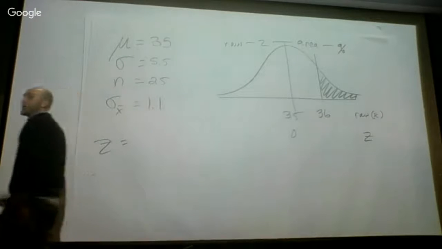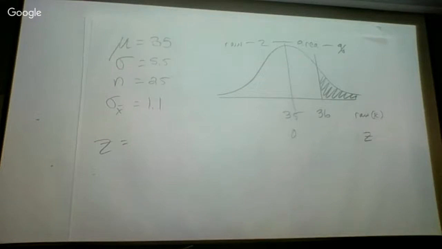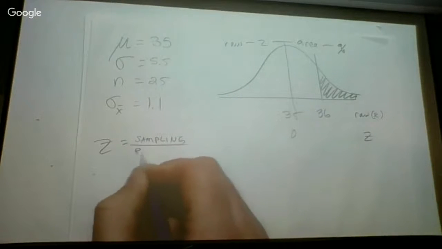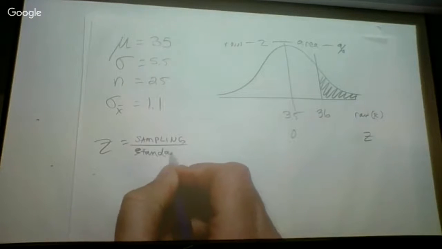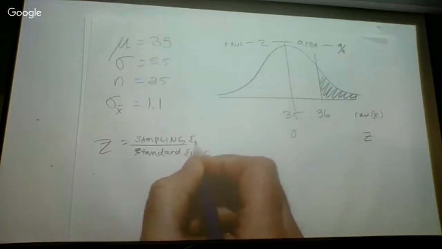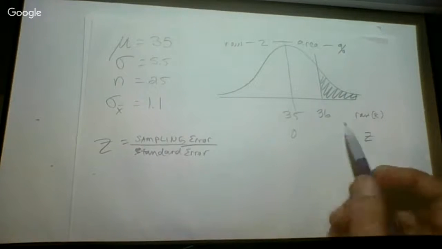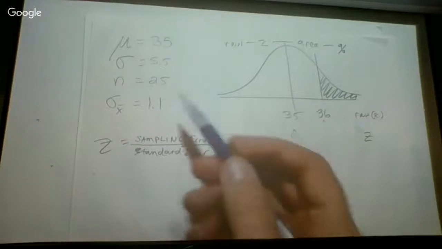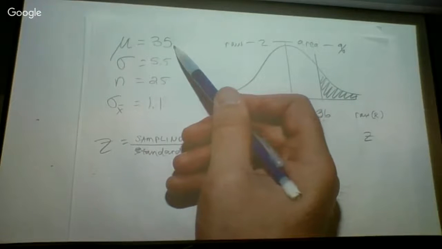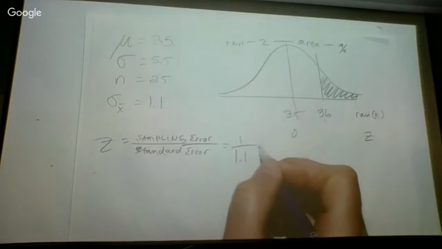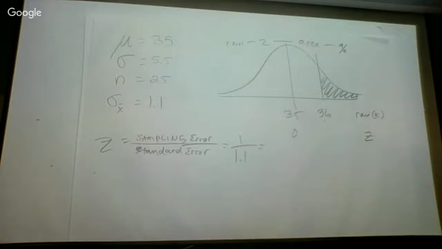So in order to find the Z-score here, we need sampling error over standard error. What's the sampling error here? What'd you say, Phil? How about this one? So my sample mean is 36. The expected mean is 35. So what's my sampling error? 1. Thank you. Sampling error is 1. My standard error is 1.1. 1 divided by 1.1. Katie? 0.909.